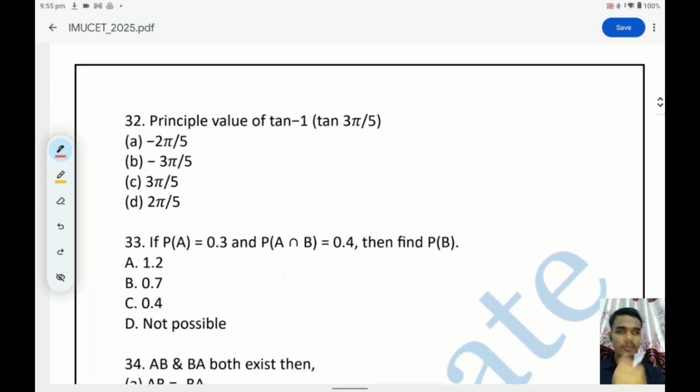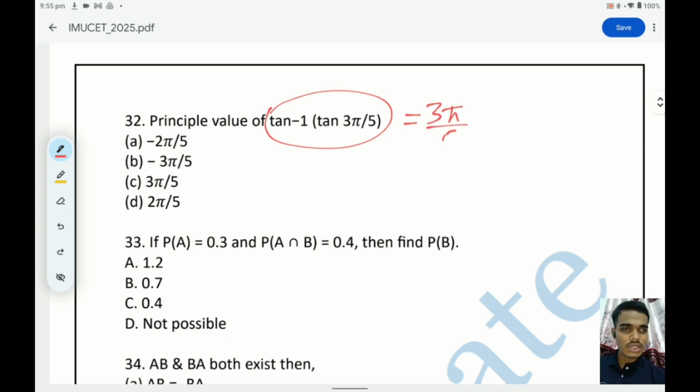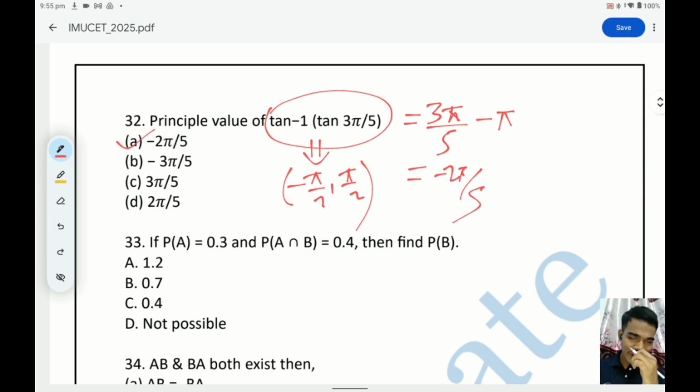Now question 32, the principal value of tan inverse tan 3 pi by 5. If we solve this by the tan inverse tan x formula, we will get x, it means 3 pi by 5. And we know that the range of tan inverse x is minus pi by 2 to pi by 2, okay. And our value here is 3 pi by 5, that is outside of the range. So to bring the value into the principal range, we will subtract pi from this value, okay. So we will get minus 2 pi upon 5. So option A will be the correct answer. Simple question.